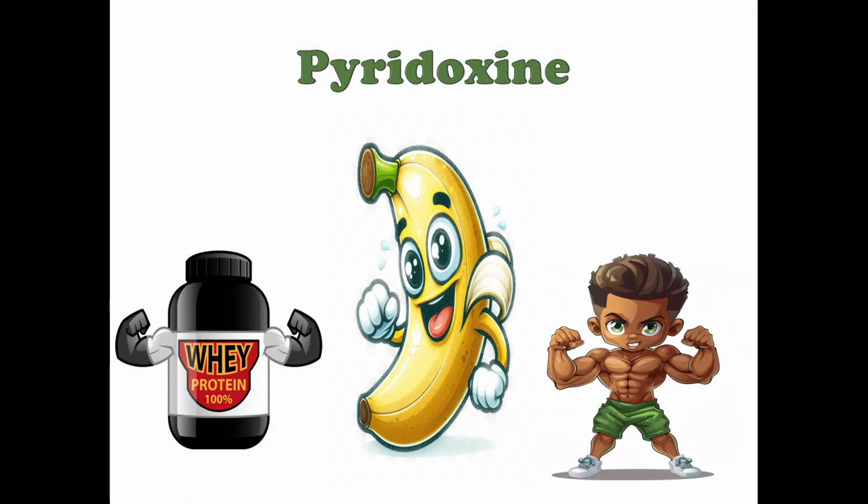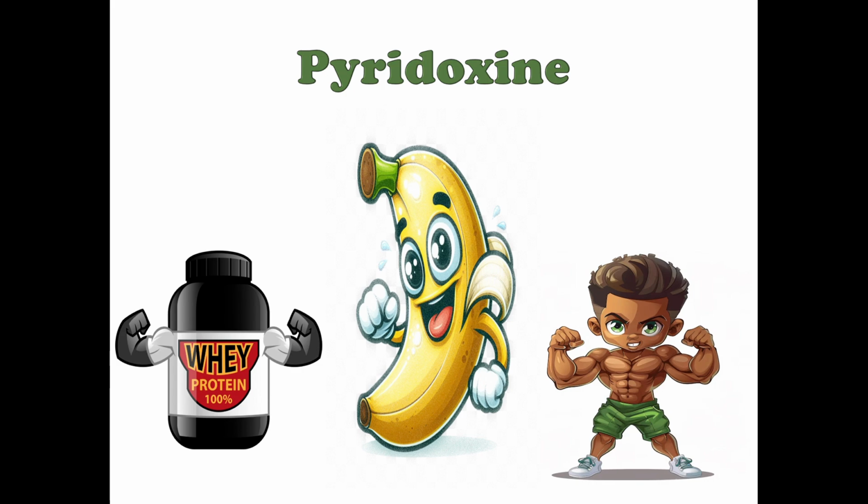Today we'll be discussing pyridoxine, or vitamin B6. Why have I put this picture over here? It's because pyridoxine is mainly concerned with amino acid metabolism, and those with a very high protein intake tend to develop a deficiency state and should therefore take adequate RDAs for the same. Banana is a very rich source of vitamin B6.